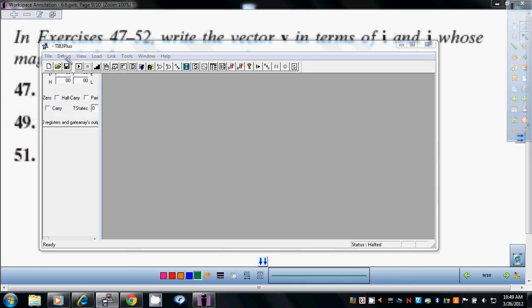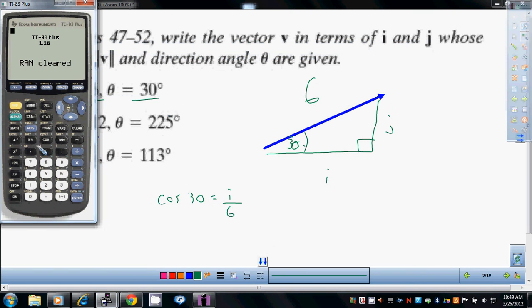Sorry, I'll get this off the board in just a second. Okay, so make sure I'm in degree mode, which it looks like you're going to be in degree mode for all of these. 6 cosine 30. Ugh, really? Thought it was prettier than that. Okay, not a big deal. You know what? Just use decimals.